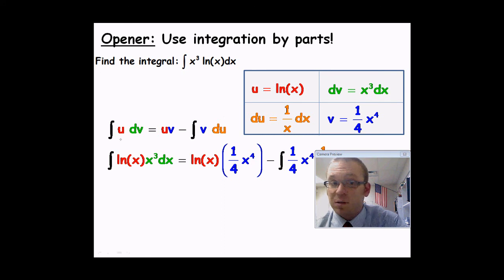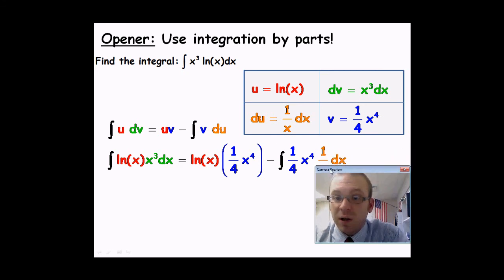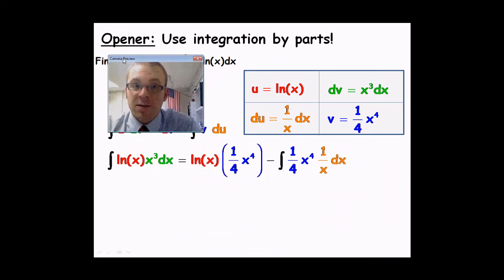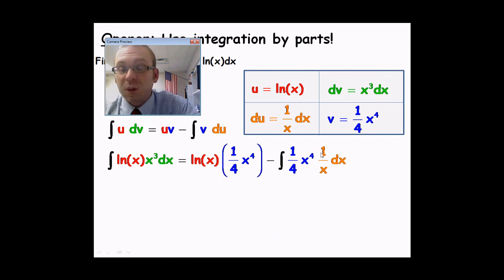I want you guys to substitute in, as you've probably already done. u becomes the natural log of x. dv is x cubed dx. u again is natural log of x. v is 1/4 x to the 4th. And our du is, oh, sorry, my head's in the way here. Let me move out of the way, guys. Sorry. There we go. Our du is 1 over x dx.